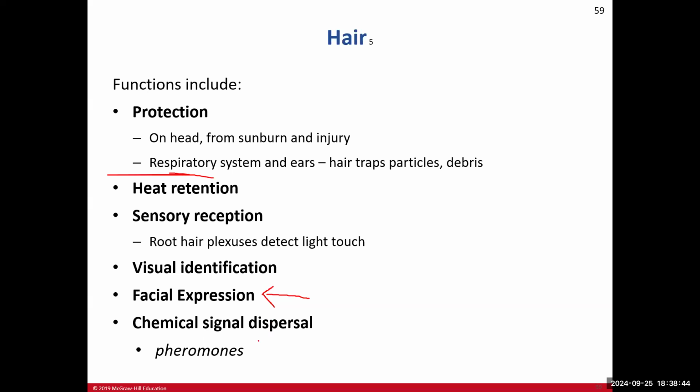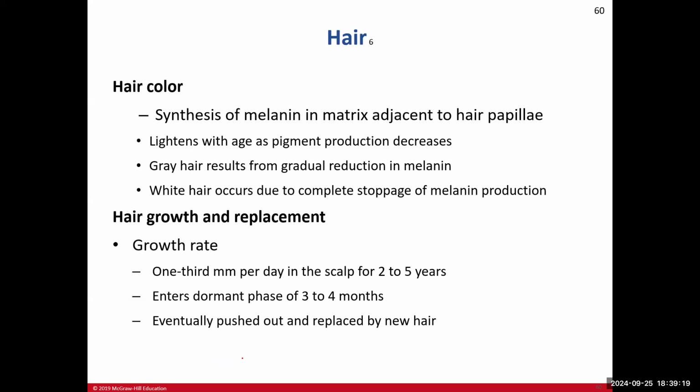Chemical signal dispersal, pheromones. Pheromones are the scent that you as an individual create. All right. And then what will happen is that scent will be excreted through your exocrine glands, i.e. sweat glands, onto your hair, and then it'll be dispersed into the air. Okay. So essentially, whatever your scent is, whether it's pleasant or unpleasant, your pheromones, it will then be dispersed onto the hair. And then that's one of the ways that you can smell people, I guess is the best way for me to say that.